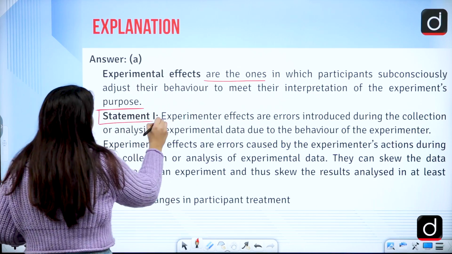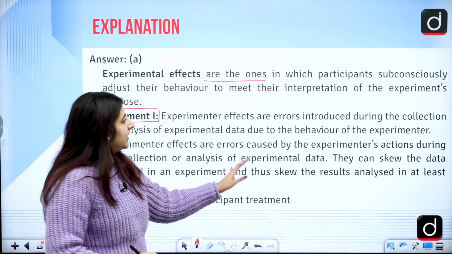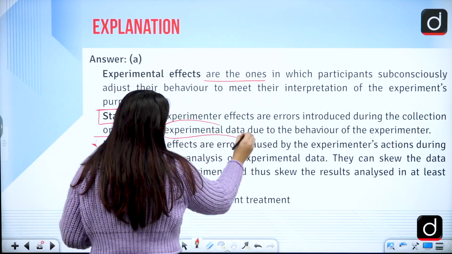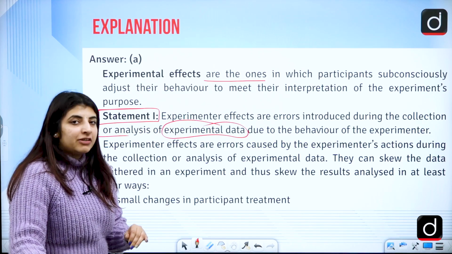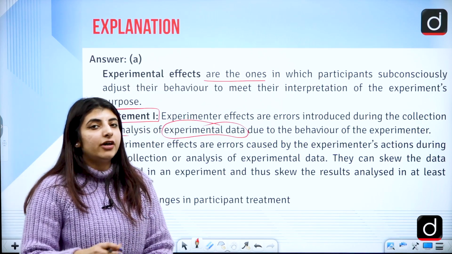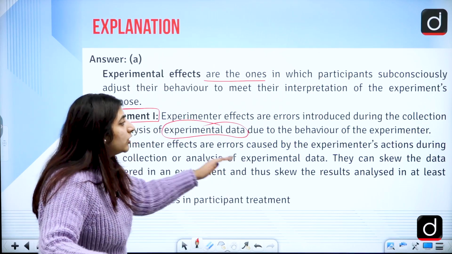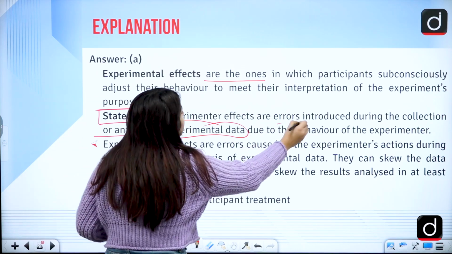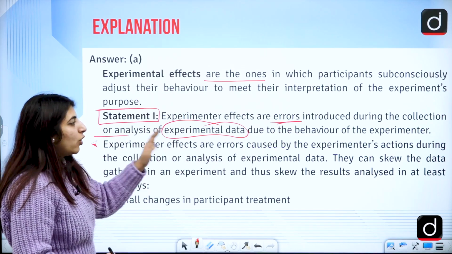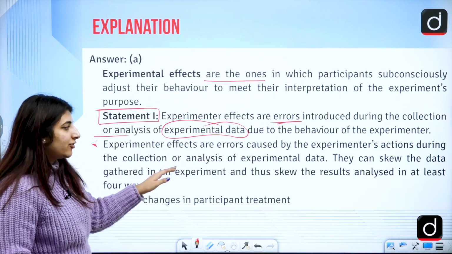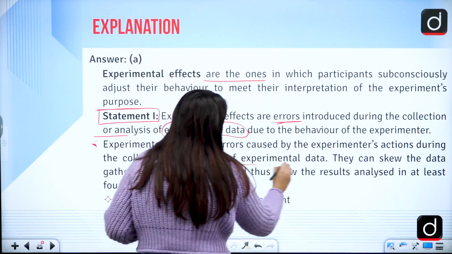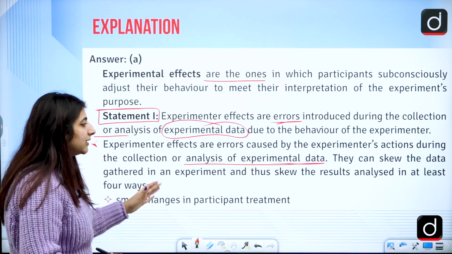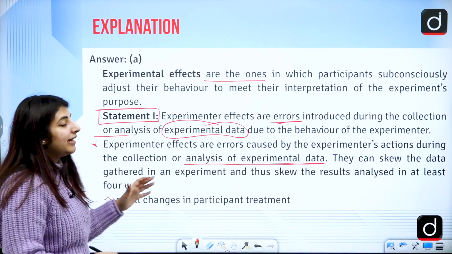Coming to statement 1 here, experimental effects are errors introduced during the collection or analysis of experimental data due to the behavior of the experimenter. So the experimenter had his or her bias, and because of that, during the collection and data analysis, the errors have occurred. Experimental effects are caused by the experimenter's action during the collection or analysis of the experimental data. They can skew the data gathered in an experiment and thus skew the results analyzed in at least 4 ways.